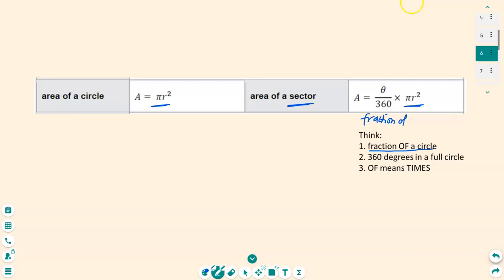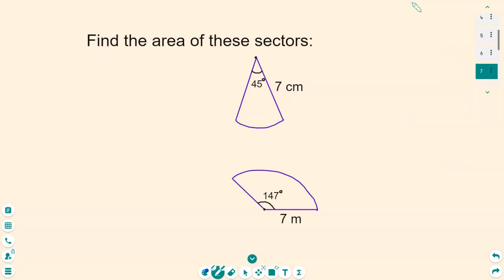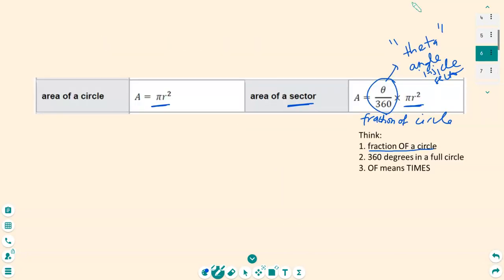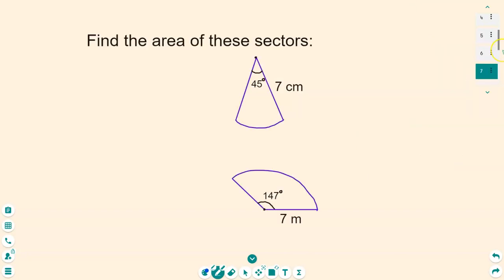Now looking at this fraction, we've got this little symbol called theta, and it represents the angle inside the sector, which we'll see. So these are theta in these sectors. And then you divide it by 360 because there's 360 degrees total in a circle. And we're taking a fraction of the circle. So that's all you need to remember.